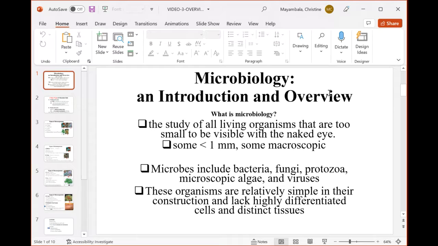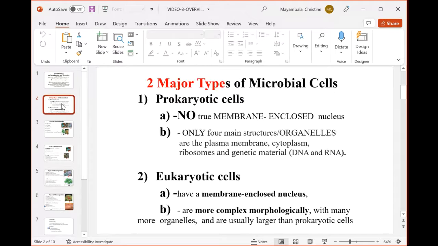And again, these organisms are very simple. They don't have a lot of differentiation, but we'll look into that because this point alone is going to be very important in understanding how we identify them and how the doctor decides what medication to prescribe to treat infections that they cause. So we'll move on to slide number 2.